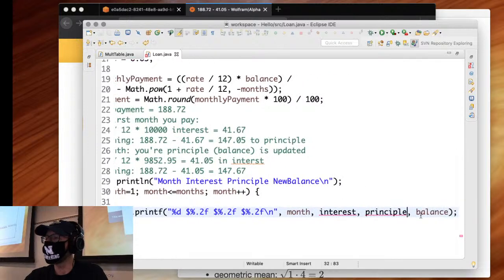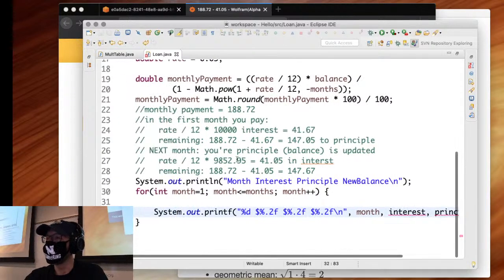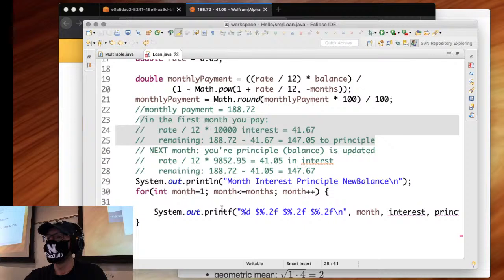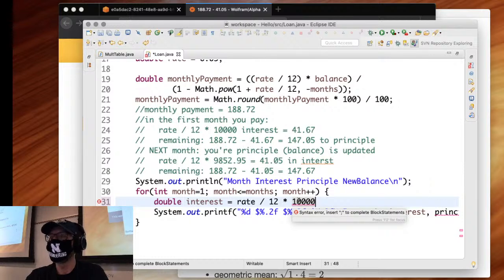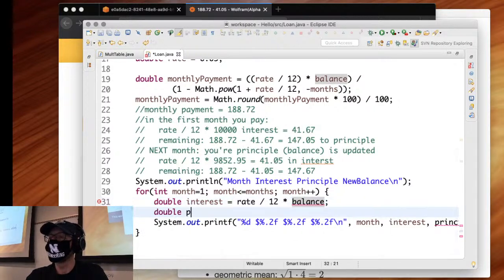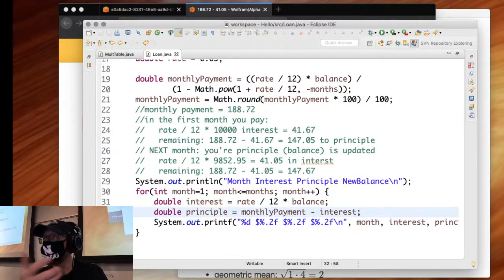I've already got the month. I've already got the interest. I've already got the principal. Now I need to codify this here and compute it in my loop here. So the interest, double interest, is going to be, just like I put up here, rate divided by 12 times, not 10,000 every month, but whatever my balance is. Right? Double principal is equal to whatever the monthly payment is minus the interest that you had to pay for that month.